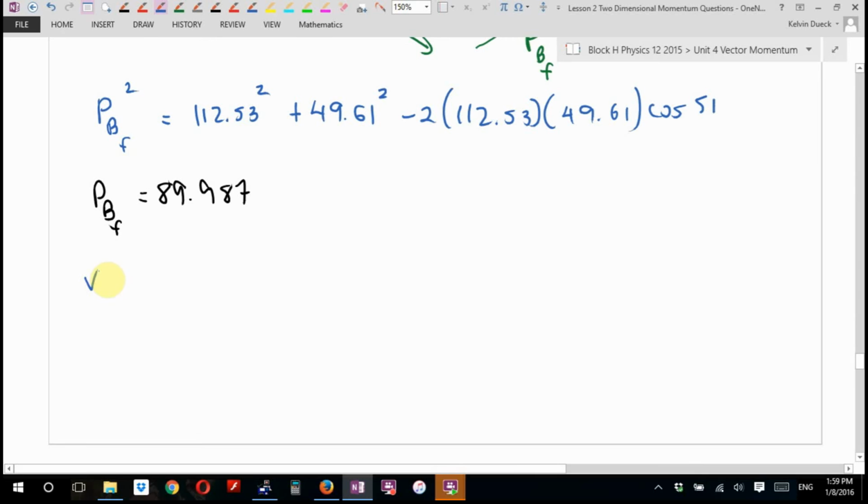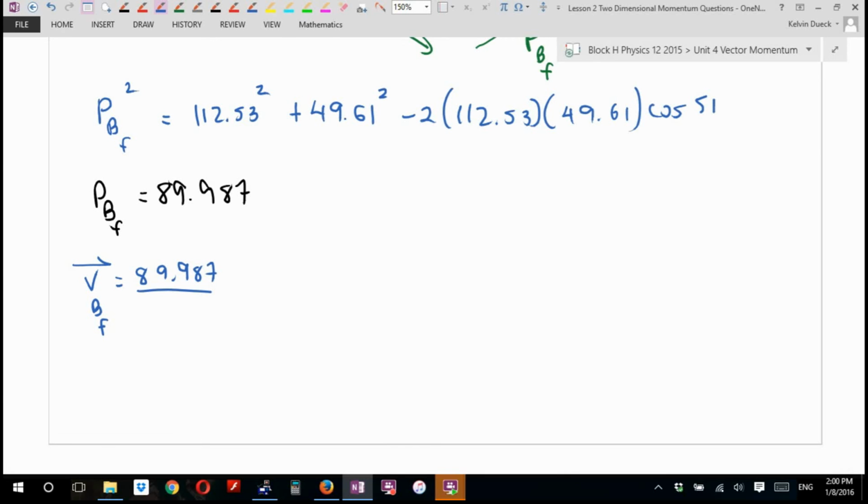Spencer, this is your cue. If I want to find the velocity and I know the momentum, any thoughts on how I might want to do that? Momentum divided by mass. Thank you. So it's going to be 89.987 divided by, I've scrolled down, what was the mass of object B? 12?